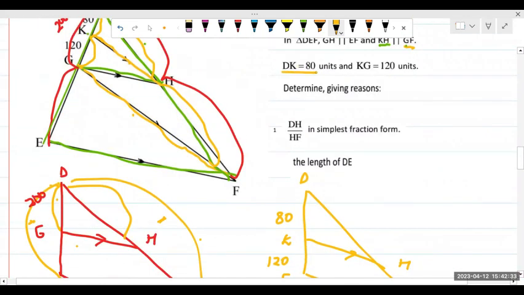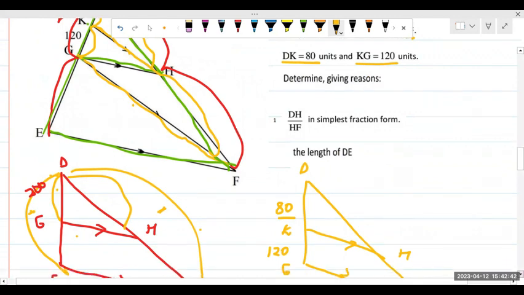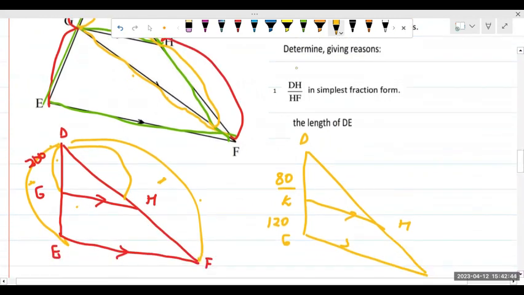So we have GK, which is going to be 8. Here's what we said. GK is 18 units. KG is 120 units. And then the first thing that they're asking us is to write what TH all over HF is. You start there. I think that's what they're asking you. No? That's where you're going to start.